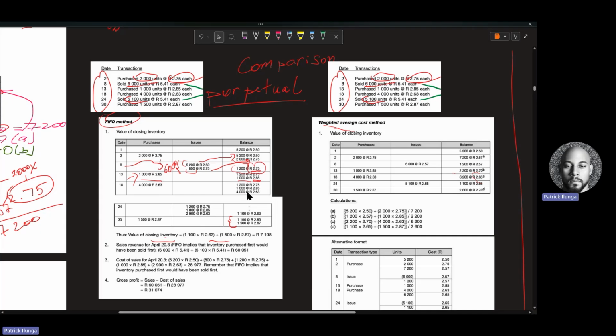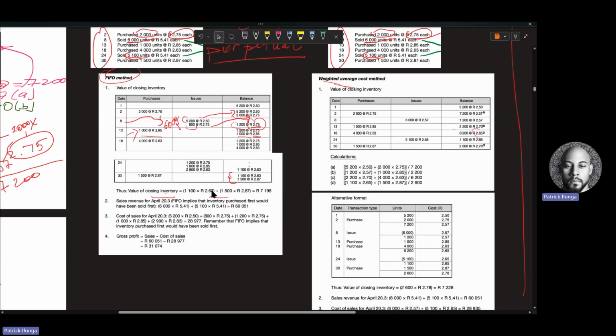So in our inventory account, we now have these three inventories sitting there. We have a batch that came in at 2.75, a second batch of 1,000 units that came at 2.85, and the last batch of 4,000 units that came in at 2.63. And now they tell us that we need to sell 5,100 units. Aha, that makes more sense.